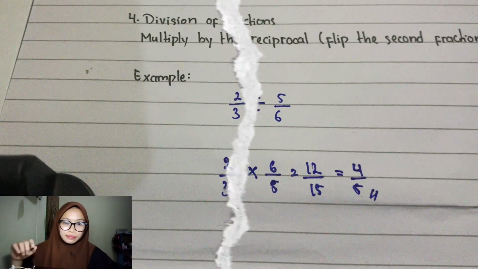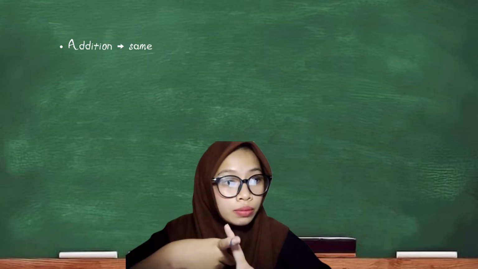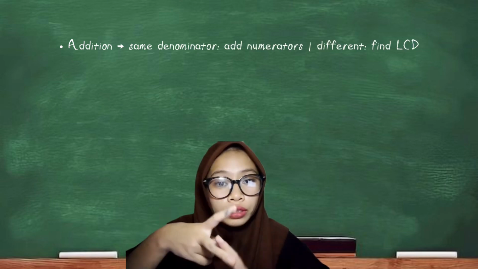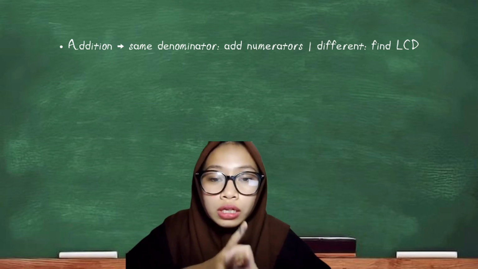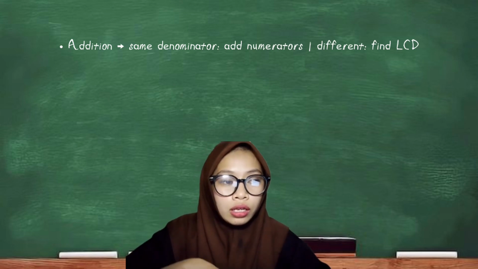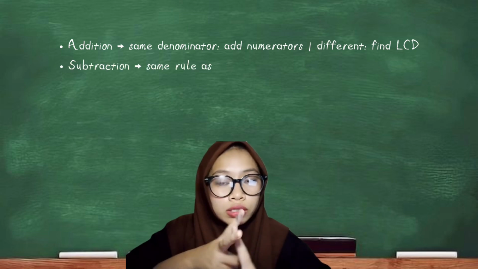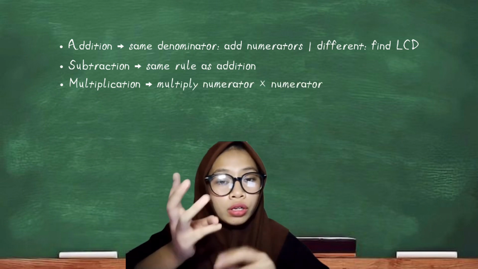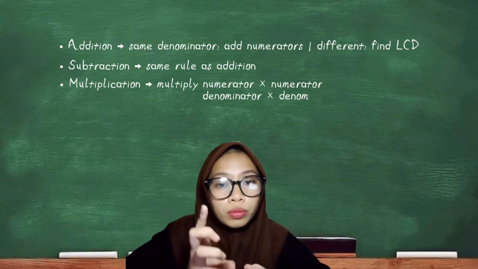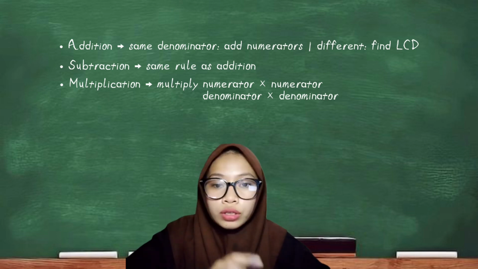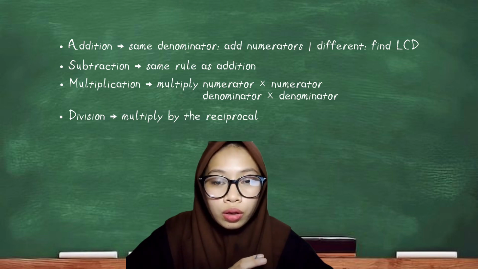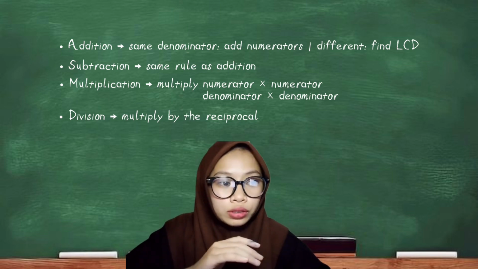Just like that. Okay, so we've learned: for addition, if the denominators are the same, just add the numerators. If different, find the LCD, or least common denominator. For subtraction, the same rule as addition. For multiplication, just multiply numerator with numerator and denominator with denominator. And for division, multiply by the reciprocal, or flip the second fraction.